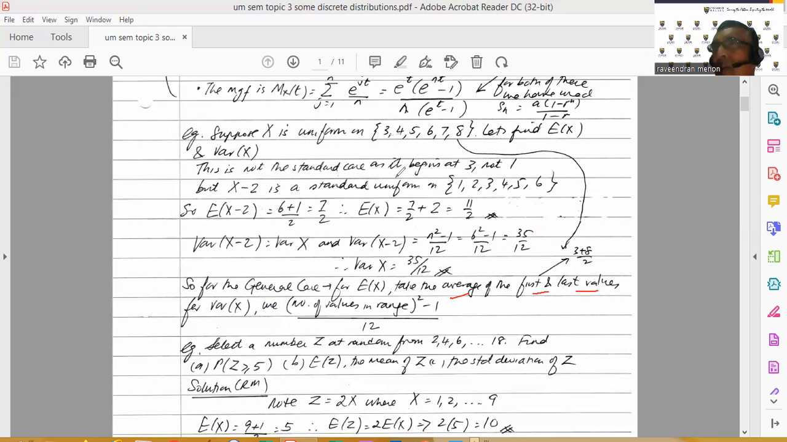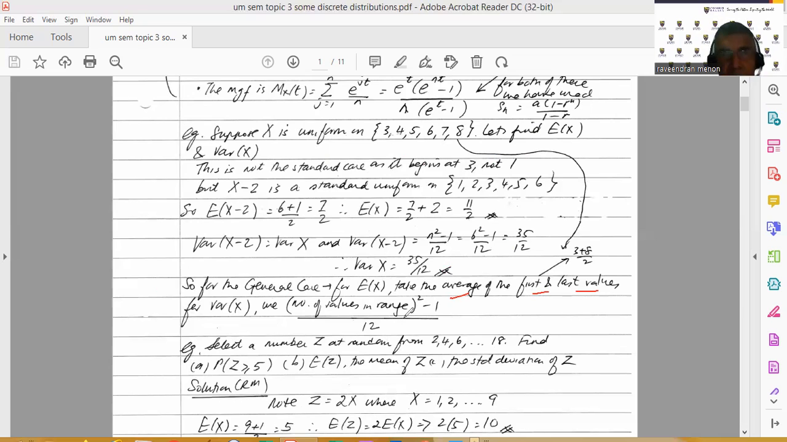Okay, if you don't want to do any of this transformation thing, and you want to find the variance, then take the number of values in range: 1, 2, 3, 4, 5, 6. There are 6 values, so 6 squared minus 1 over 12, and we are done. So that's taking care of the general case if you don't want to do any transformation.